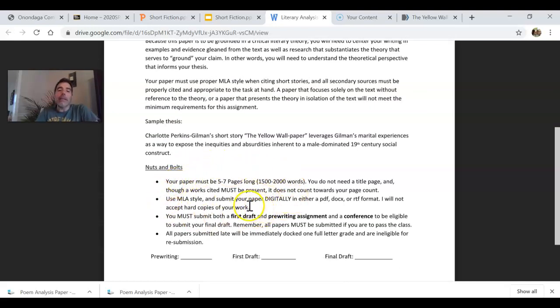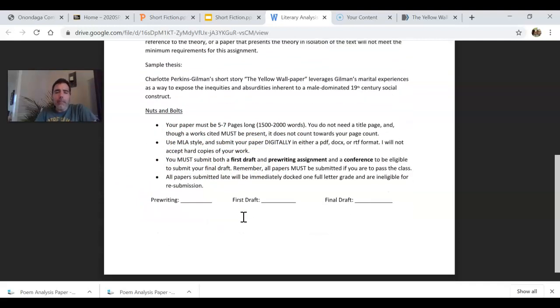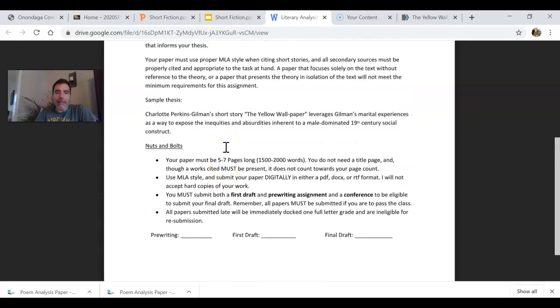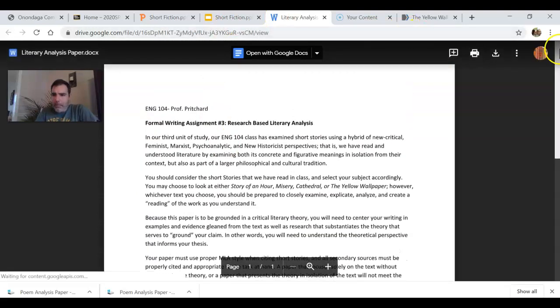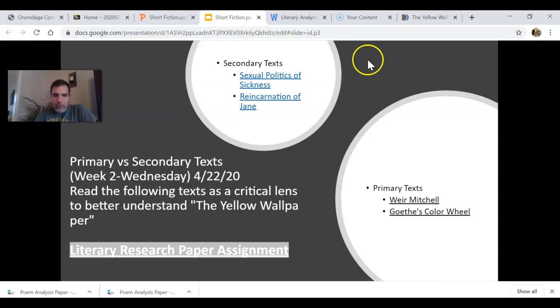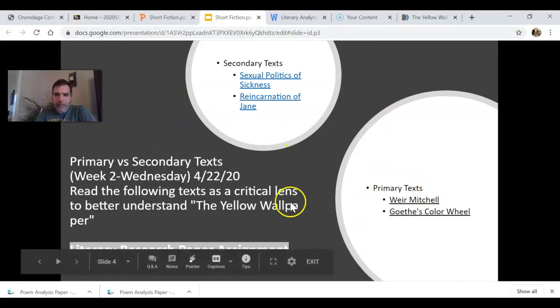And so it needs to be 5 to 7 pages. You need to have an MLA style bibliography, excuse me, a works cited page. But essentially, that's the assignment. Now, I'm going to come back to this. So let's say that's my thesis statement.